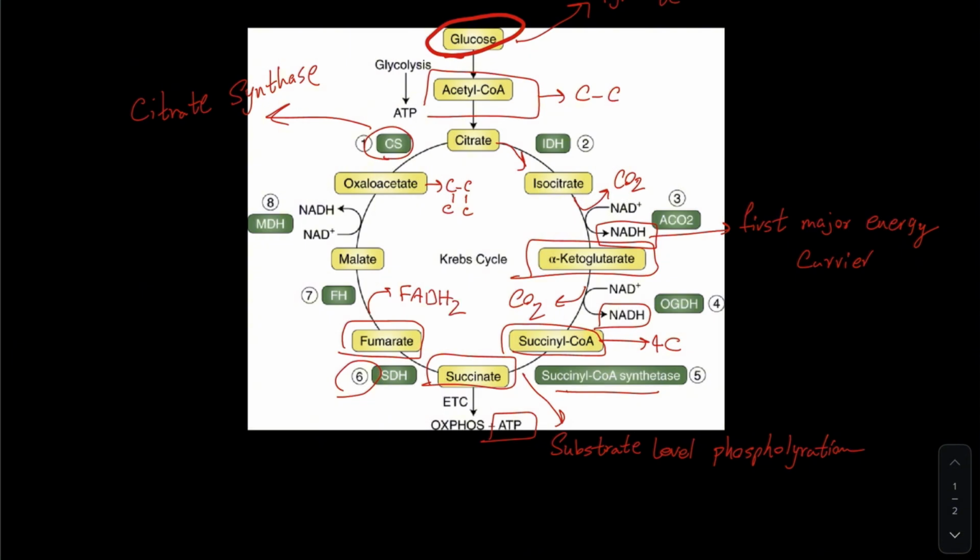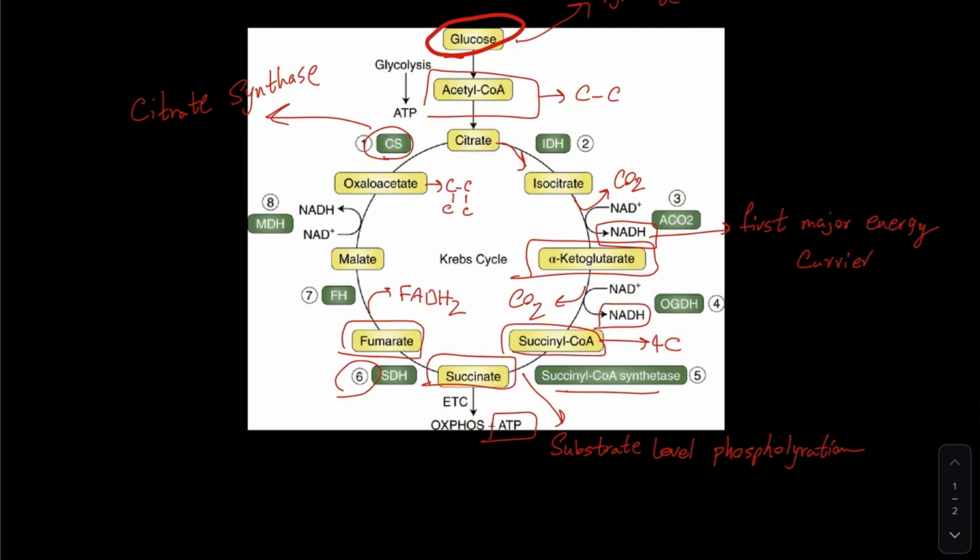Here's something unique. Succinate dehydrogenase is the only Krebs cycle enzyme embedded directly in the inner mitochondrial membrane. It's also known as complex 2 of the electron transport chain. That means it participates in both the Krebs cycle and oxidative phosphorylation.